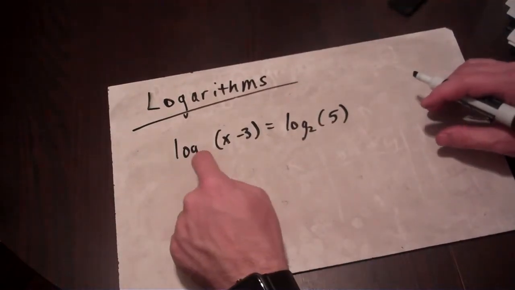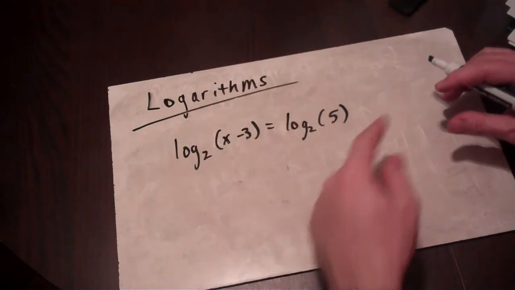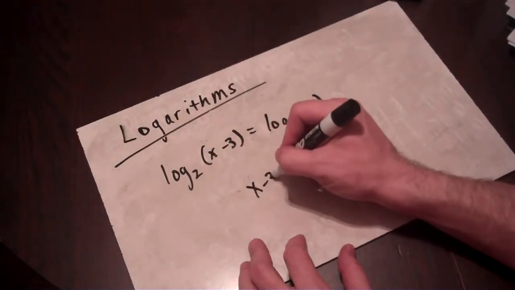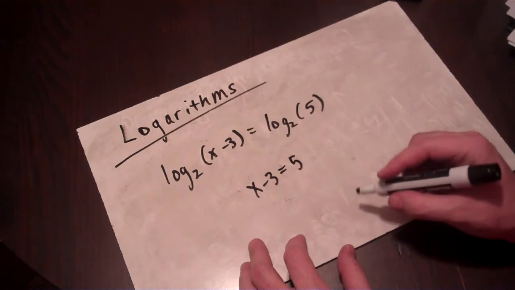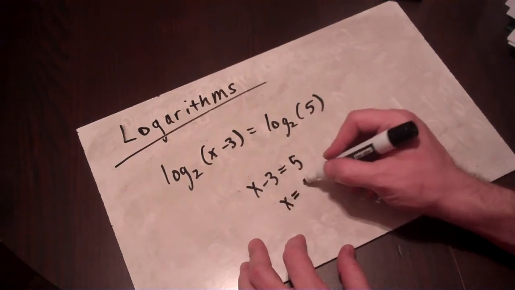Well, since they have the same base, that means the insides have to be equal. So x minus 3 has to equal 5. When you add 3 to both sides, x is equal to 8.